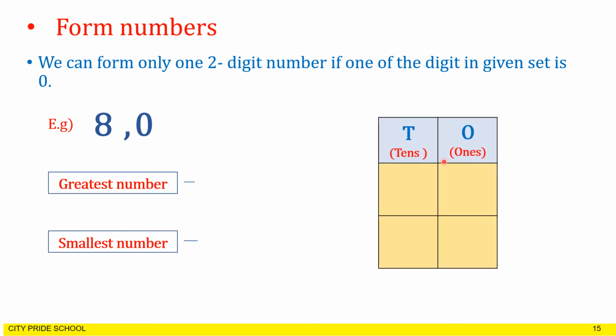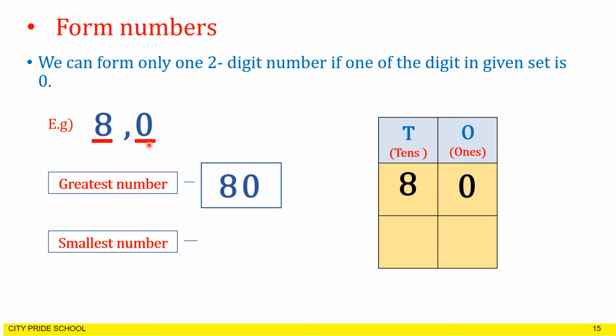So now again we'll use tens and ones house. And now we have to put the greatest number first. So which is the greatest, bigger number here? 8. So we'll put 8 here. And the smallest number is 0. So we'll put 0 here. So which is the greatest number we got here? 80. Okay. Now let's find out the smallest number.